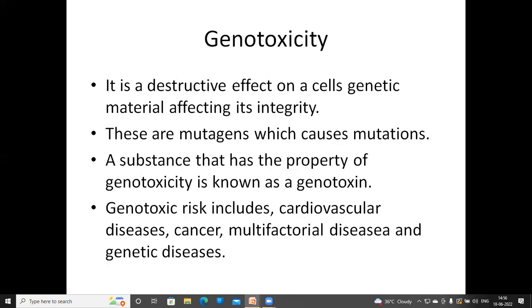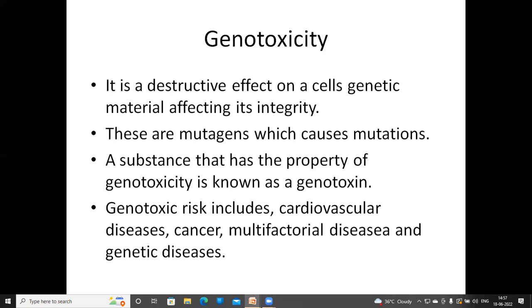Next, you see genotoxicity. What is genotoxicity? Genotoxicity is a destructive effect on a cell's genetic material which affects its integrity. The genes will affect their own integrity; the human genes will affect the human being. So that is genotoxicity: the toxicity because of the genes which come from your father's generation. Some genes are harmful to the offspring, and such genes come under genotoxicity.